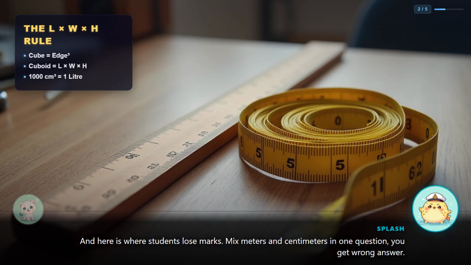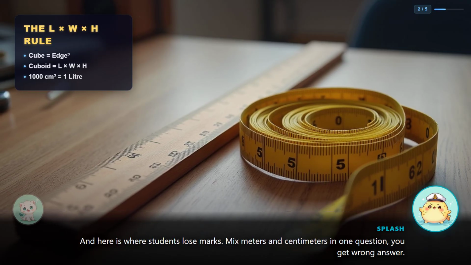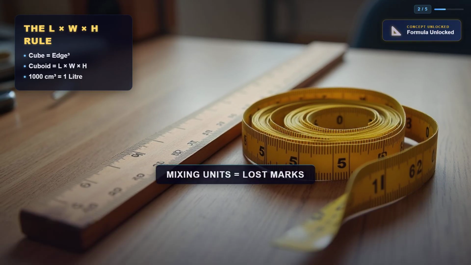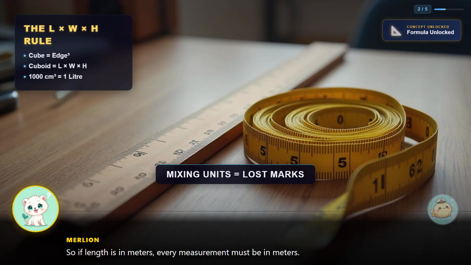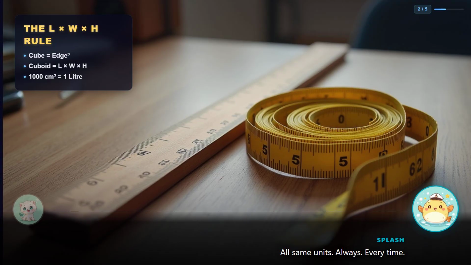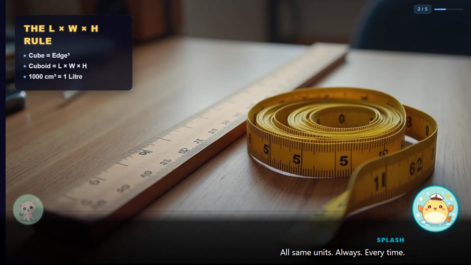And here's where students lose marks. Mix meters and centimeters in one question, you get wrong answer. So if length is in meters, every measurement must be in meters. All same units. Always. Every time.